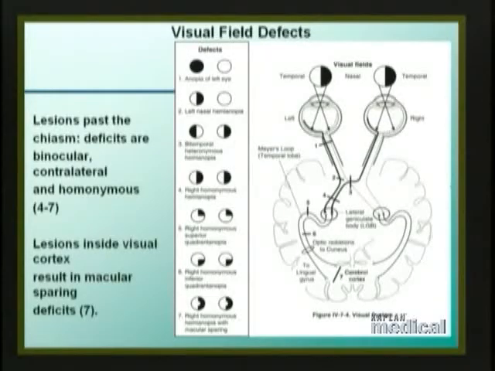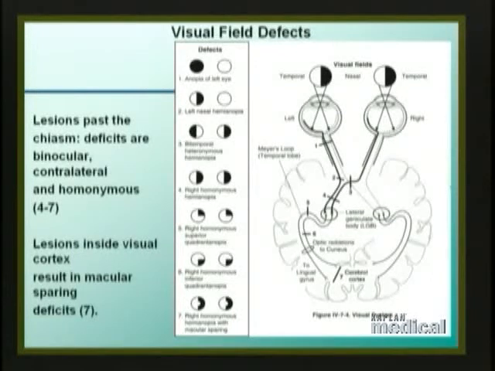So finally, as we'll see, when we get inside primary visual cortex, where the lesion does not include any fibers leading to the cortex, patients will have a contralateral homonymous hemianopsia, but it will be seen with macular sparing. So let's be a little more specific.